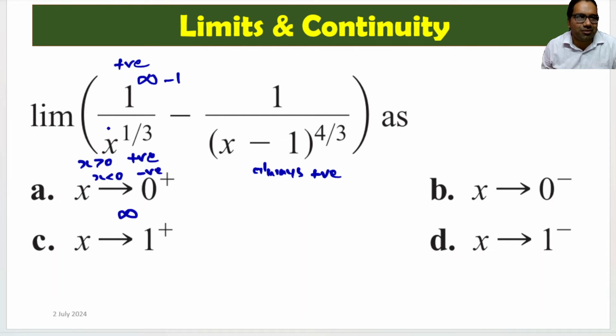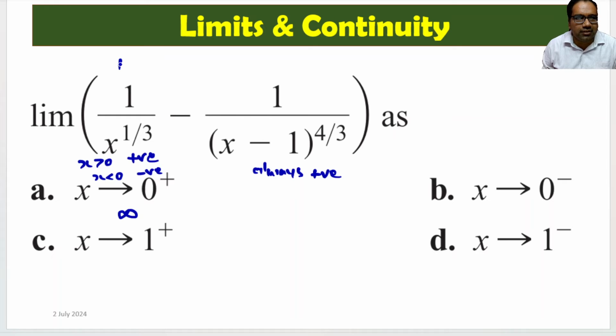At 0 plus, this is positive, and when you replace x with 0, this becomes (minus 1) whole power 4 by 3. This is anyway 1, so 1 by 1 here, infinity minus 1. So this is actually infinity. The limit at 0 plus is infinity. What happens at 0 minus?